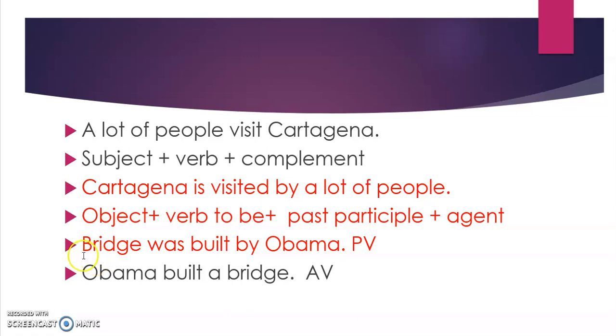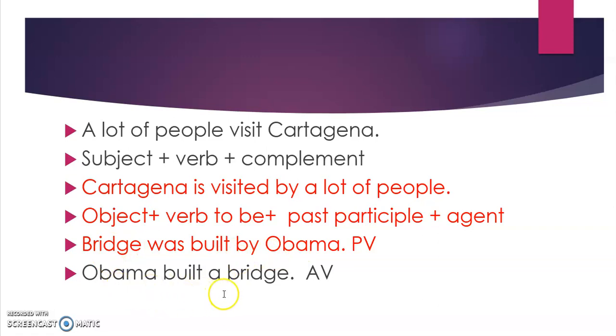In this case, another example with passive voice. Bridge was built by Obama. This is a passive voice. Bridge is the object, yes? This sentence is in past. So I use was. Then the past participle of the verb, built, by Obama, this is the agent. This is the active voice of this sentence.